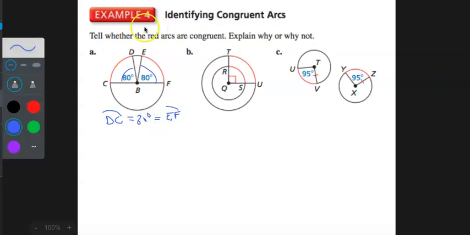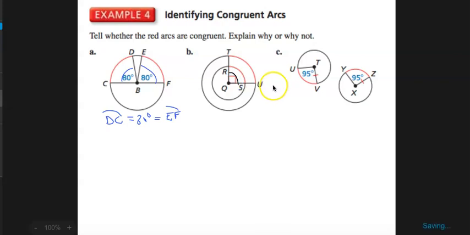I'm on the second example, example 4 here, part B. Tell whether the arcs are congruent or not. Here is arc RS, which has a central angle of 90 degrees, and then you have arc TU, which shares the same central angle. So are the arcs congruent? They are in fact congruent here because they share the same angle. So arc RS is equal to 90 degrees, and arc TU is equal to 90 degrees. Therefore, these two arcs are in fact congruent.